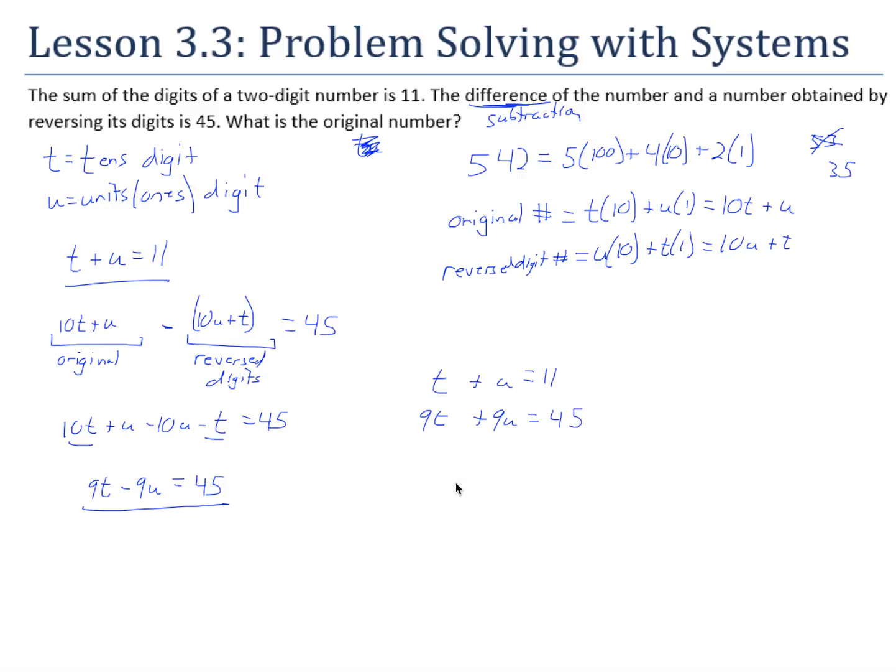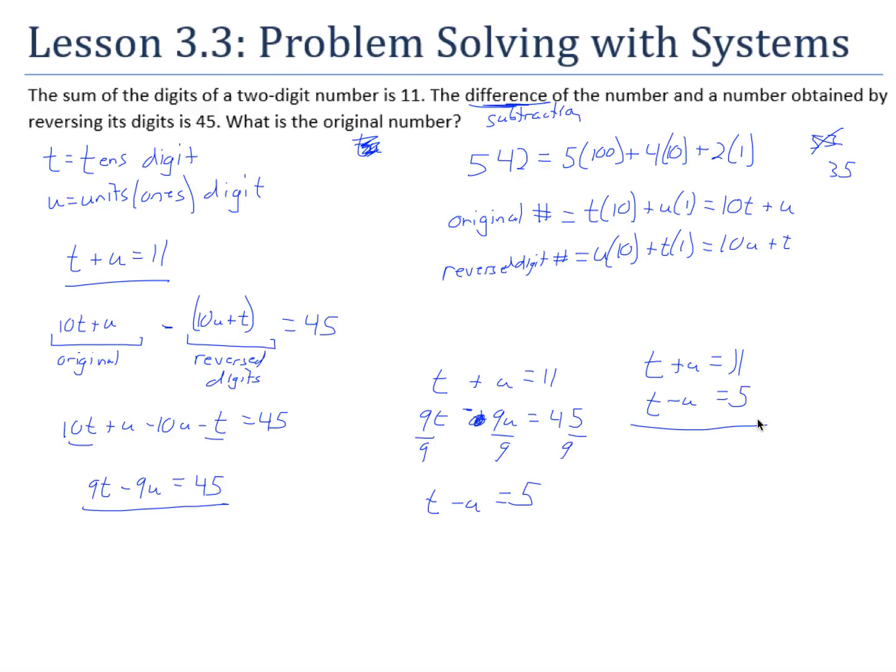Here's something I want you to see. First, this should be a minus. So it was minus 9u. As we look at this equation right here, notice that 9 goes into each of these. So sometimes we multiply both sides by the same thing, but we could also divide this whole thing. We could divide both sides by 9. And this gives us t minus u equals 5. So now even easier, we have t plus u equals 11, and t minus u equals 5.